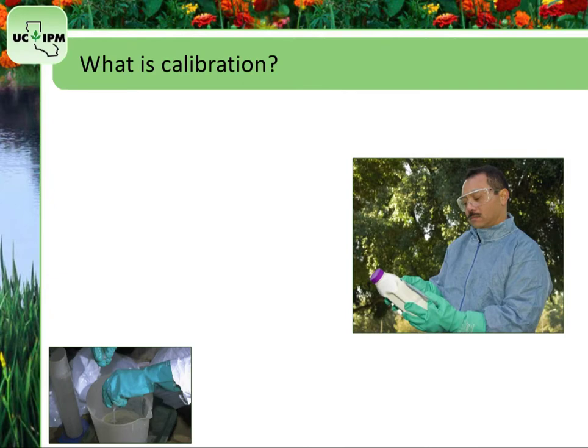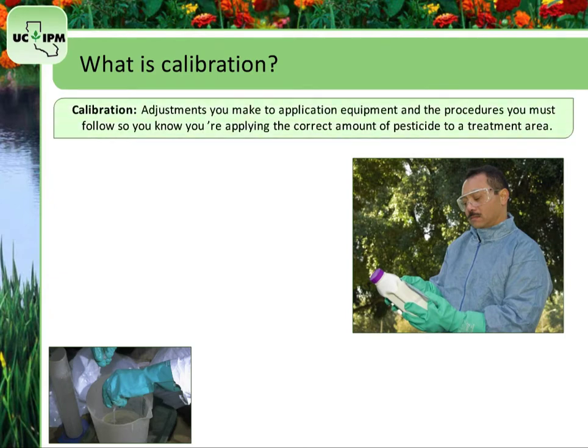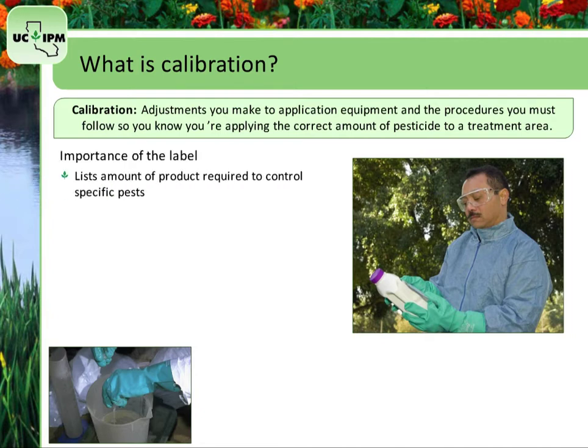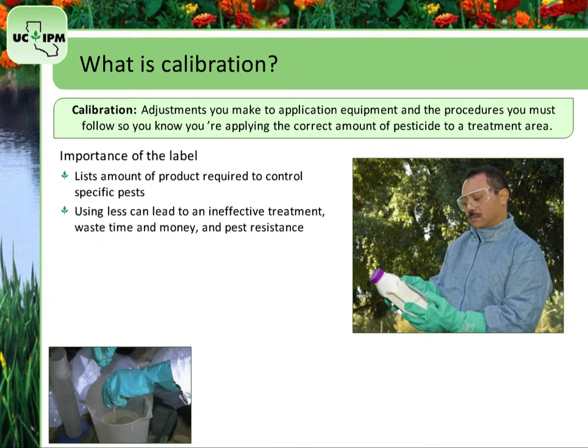Calibration is the term for all of the adjustments you make to application equipment and the procedures you must follow so you know you're applying the correct amount of pesticide to a treatment area. Each pesticide label lists the amount of product required to control specific pests. While it is legal to use less pesticide than what the label recommends, it is usually not a good idea because using less can lead to an ineffective treatment, waste time and money, and increase the potential for pest resistance or resurgence. Never use more than what the label recommends.